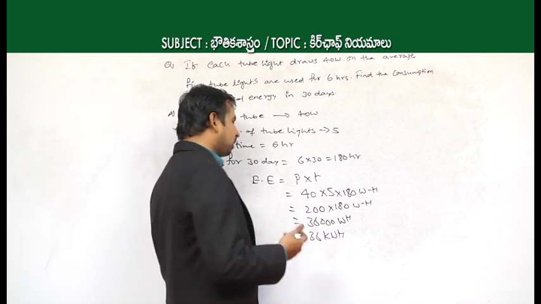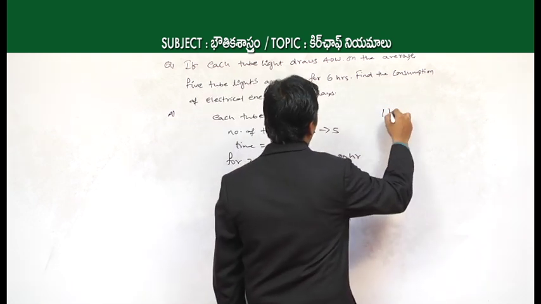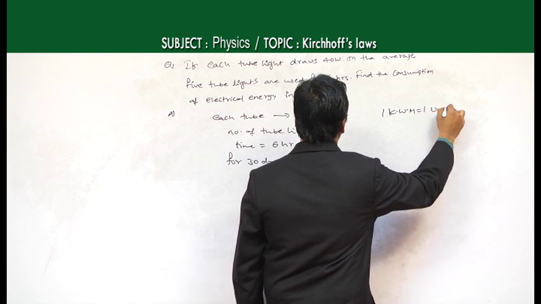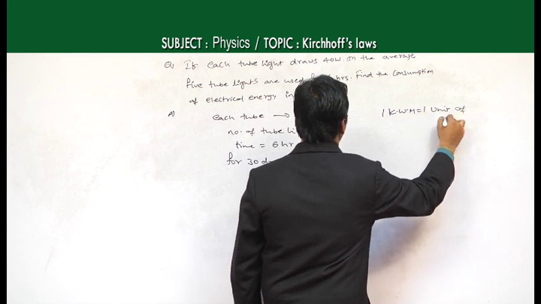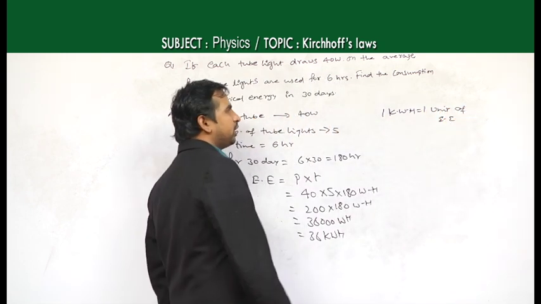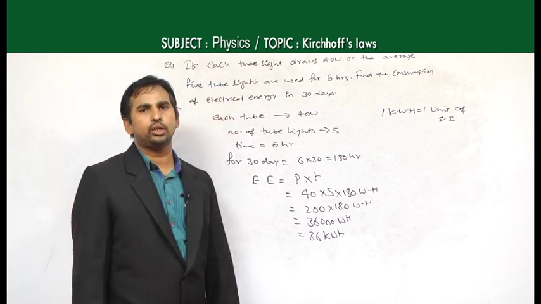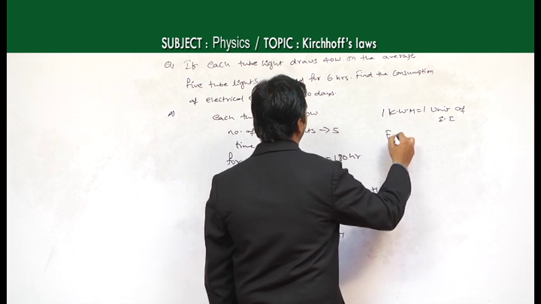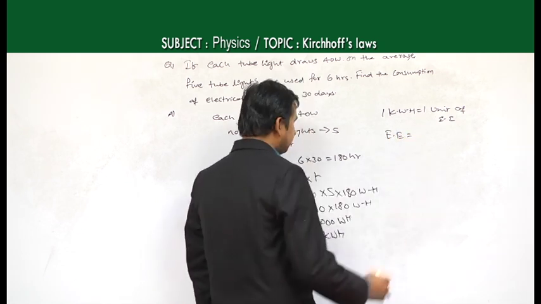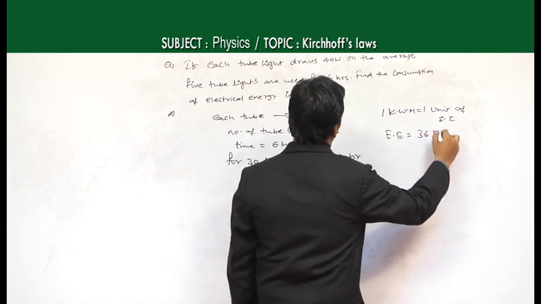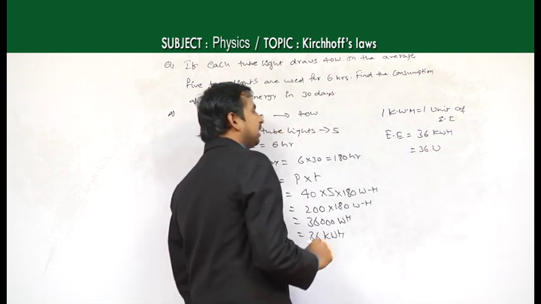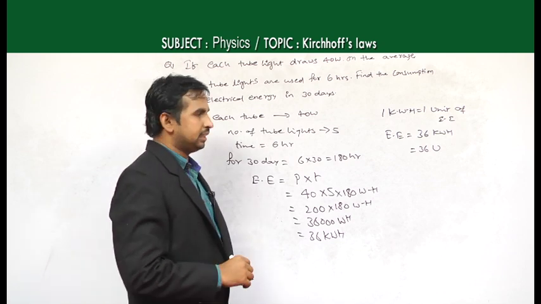That 1 kilowatt hour we call 1 unit of electrical energy. 1 kilowatt hour is 1 unit of electrical energy. So, as 1 kilowatt hour is equal to 1 unit of electrical energy, as we got here, the consumption of electrical energy is equal to 36 kilowatt hour. So we are consuming 36 units of electrical energy in all these 30 days.